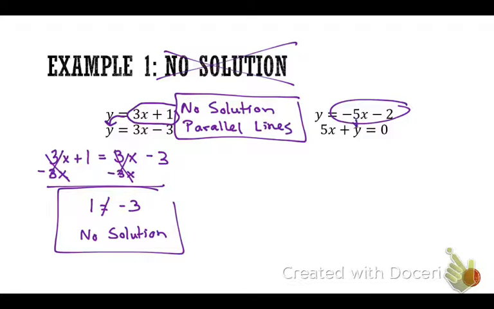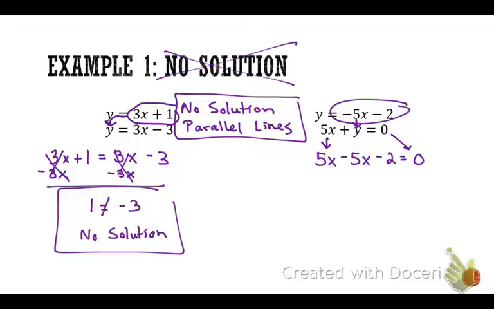So I'm going to plug in negative 5x minus 2 for y in the second equation. 5x, that was in my original, minus 5x minus 2 equals 0. You see what I did there? I plugged in negative 5x minus 2 in for y. Now I need to simplify.